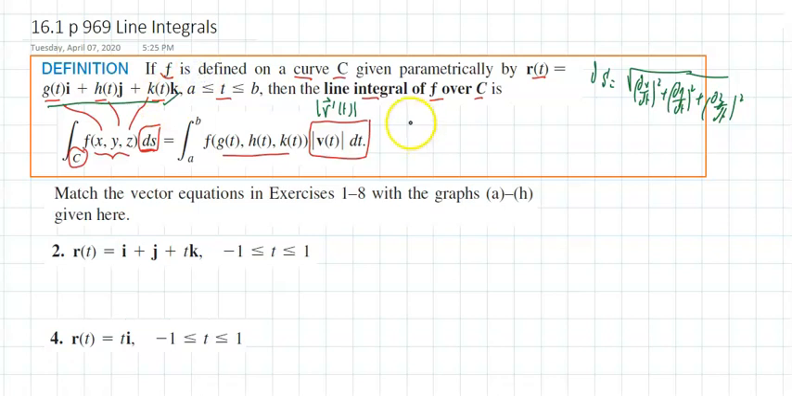This is the magnitude of r prime if this is r. Oh, you have to convert x to g, y to h, and z to k. So, from 11.1 and 11.2, we know what ds is. It's right there. And we know the magnitude of r prime of t. If I take a derivative of that, that is simply the ds they're talking about.